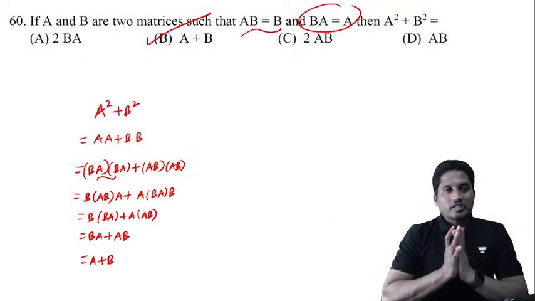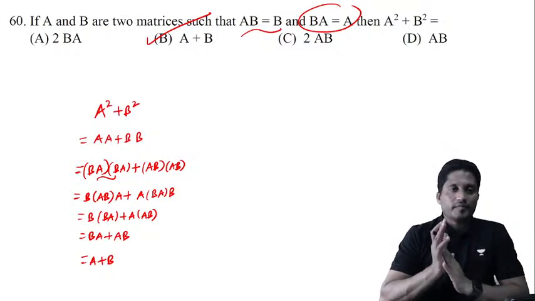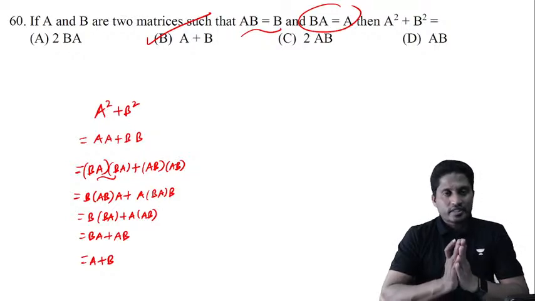Right, so I'm done with all the 60 questions, guys. 2020-24, which happened on 20th of May. In part 1 we have done 30 questions. Part 2 we have done 30 questions. So total 60 questions done.